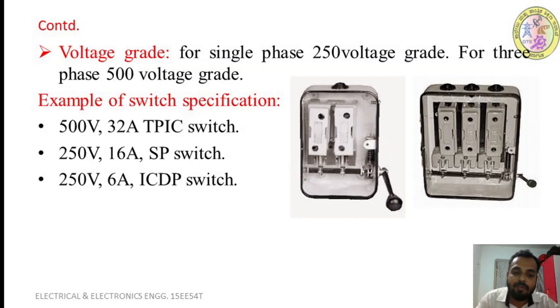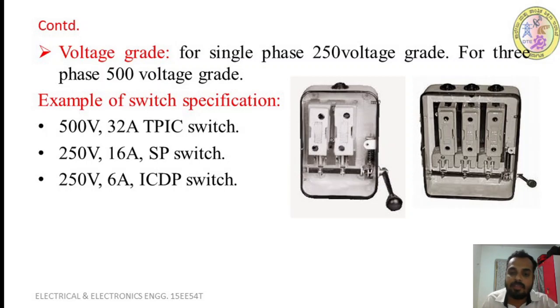Next we have 250 volt 6 ampere ICDP. ICDP means ironclad double pole switch. This is used for single phase supply but controlling the 2 wires. So the current rating of that switch is 6 ampere. The voltage grade is 250 volt.